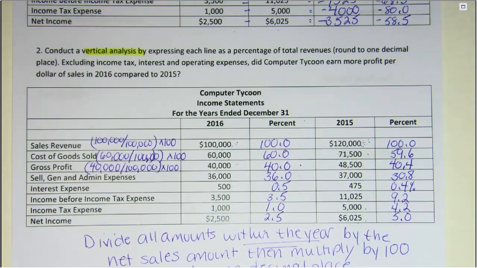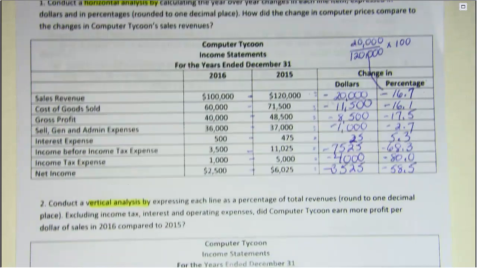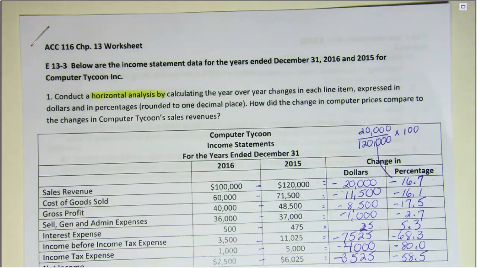And that's it for our example of horizontal and vertical analysis. You can move on to the next mini lecture, or you can try the homework problem that's just like this one.